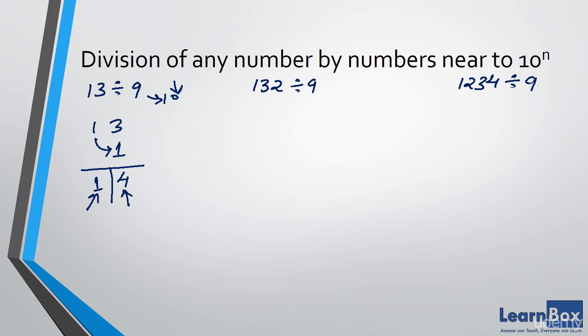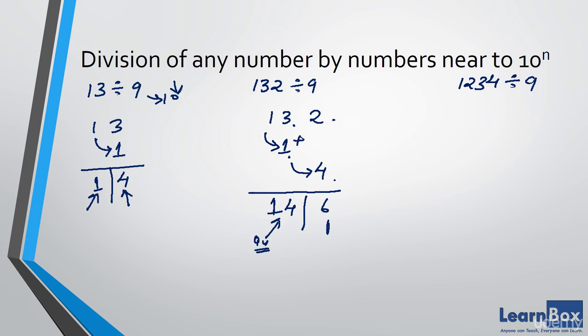Now let's check out a 3-digit division. 1, 3 and 2. 1 will come here, 1. The sum of 3 and 1, which is 4, will go here. So let's write it out. 2 plus 4 is 6. In the remainder part, 3 plus 1 is 4 and 1. So the answer is 14 as quotient and 6 as remainder.